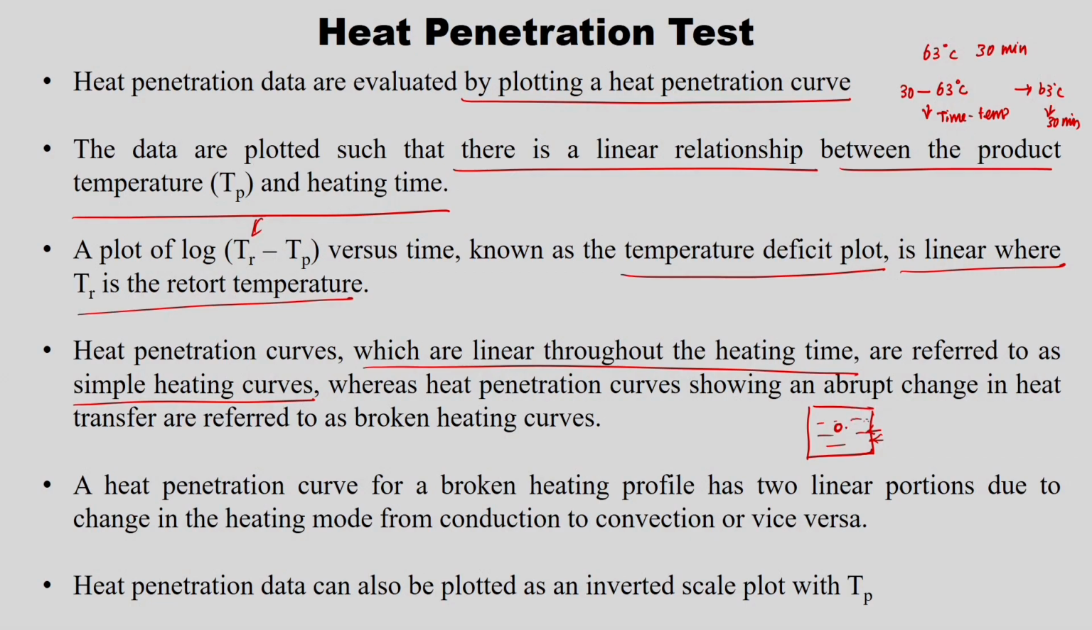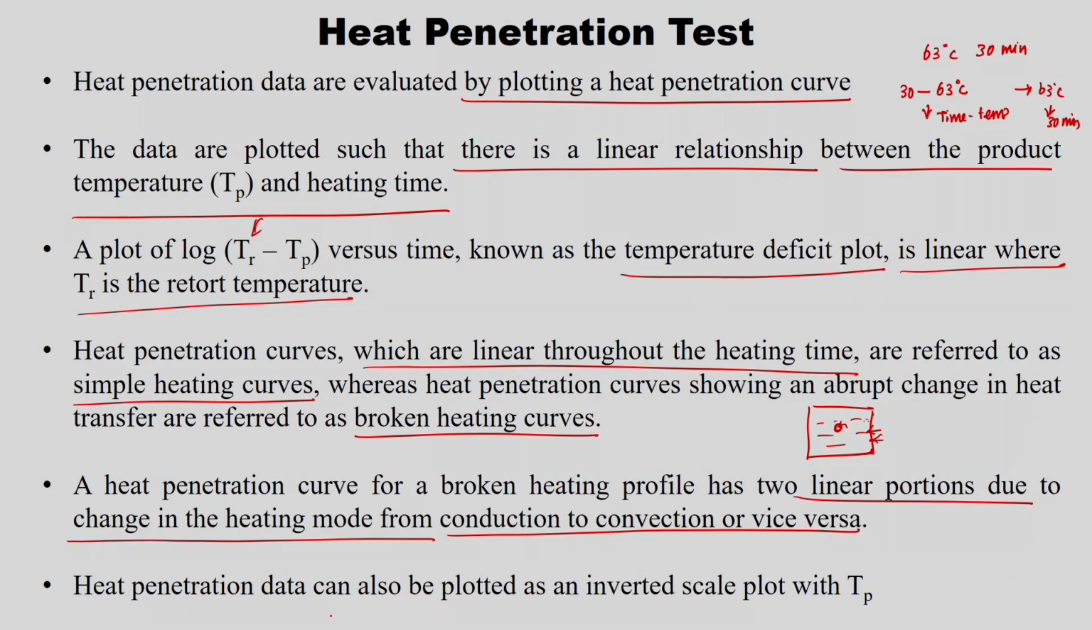So, this convection heat current then meets the solid wall of the particle, which is a solid particle, then a conduction happens, and from the wall of the solid food particle it has to penetrate through to the inside. So, there is a convection to conduction changeover. In such cases what you would get is a broken heating curve. A heat penetration curve for a broken heating profile has two linear portions due to the change in the heating mode from conduction to convection or vice versa.